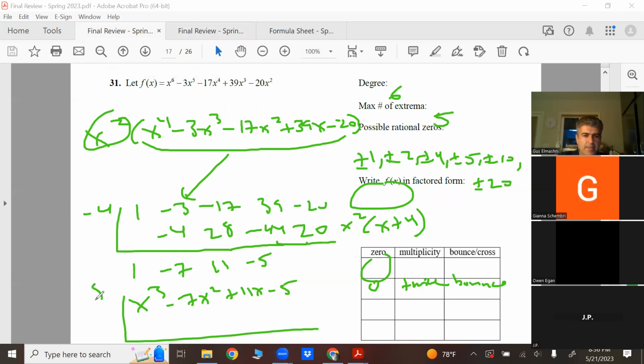Let's see here. If you do 5, bring the 1 down. That's 5. That's -2. That's -10. That's 1. That's 5, which is 0. And then you could factor after that. That's x squared minus 2x plus 1, so you get x minus 1 squared. So definitely you have -4 as a factor. -4 is 0, 5 is 0, and also 1. The multiplicity of -4 and 5 are once, so those cross. And the multiplicity of 1, of course, is twice, because from x minus 1 squared, that's a bounce.